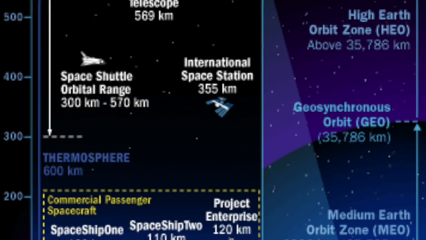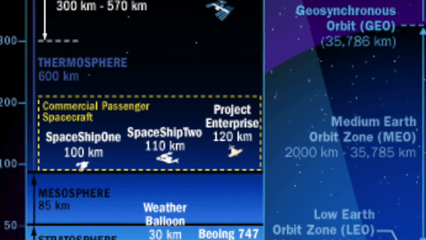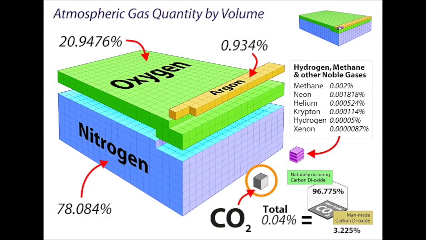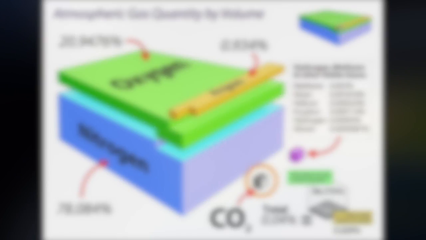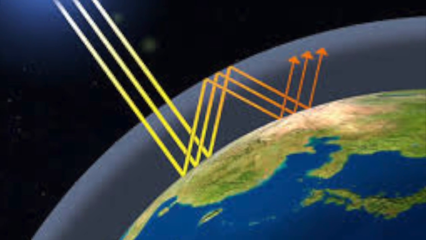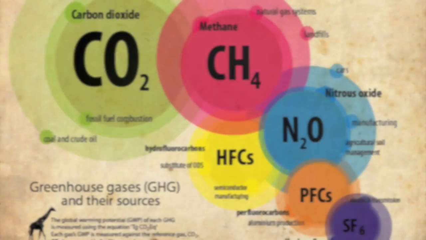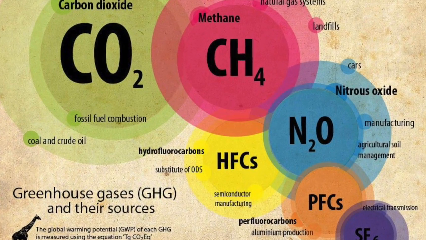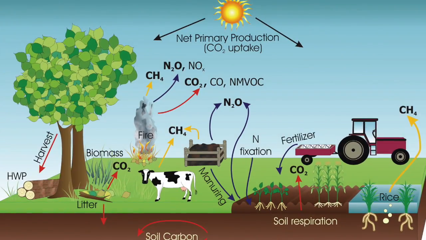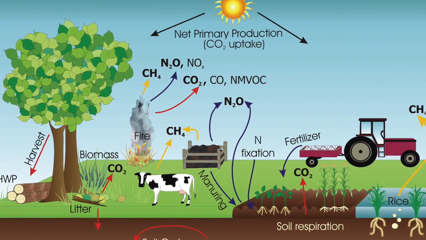Each layer has a certain composition of gases. 78% is nitrogen, 21% is oxygen, 0.93% is argon, and 0.038% is carbon dioxide, and some other gases. The gases that contribute to the greenhouse effect are called greenhouse gases. They are capable of absorbing infrared radiation from the sun and trapping the heat energy within the atmosphere. They increase the temperature of the Earth's atmosphere.